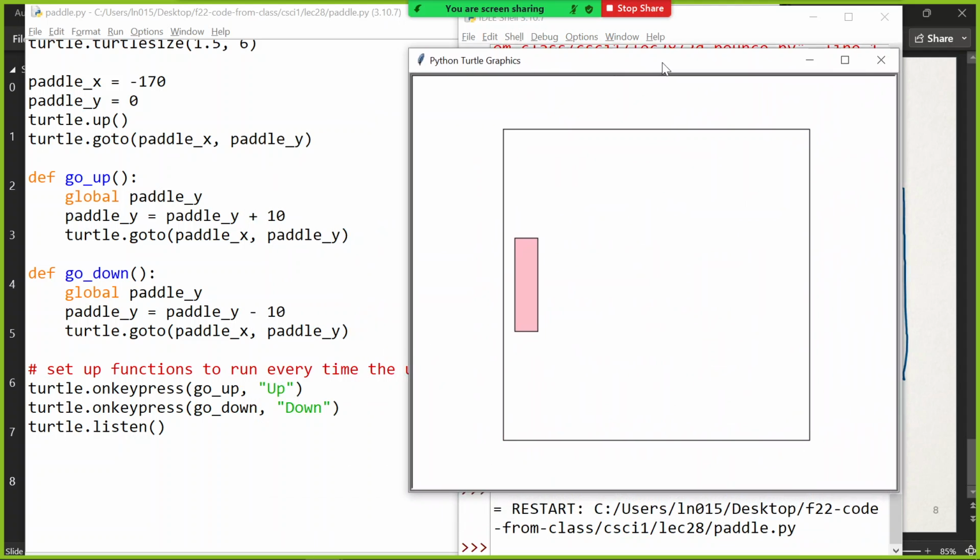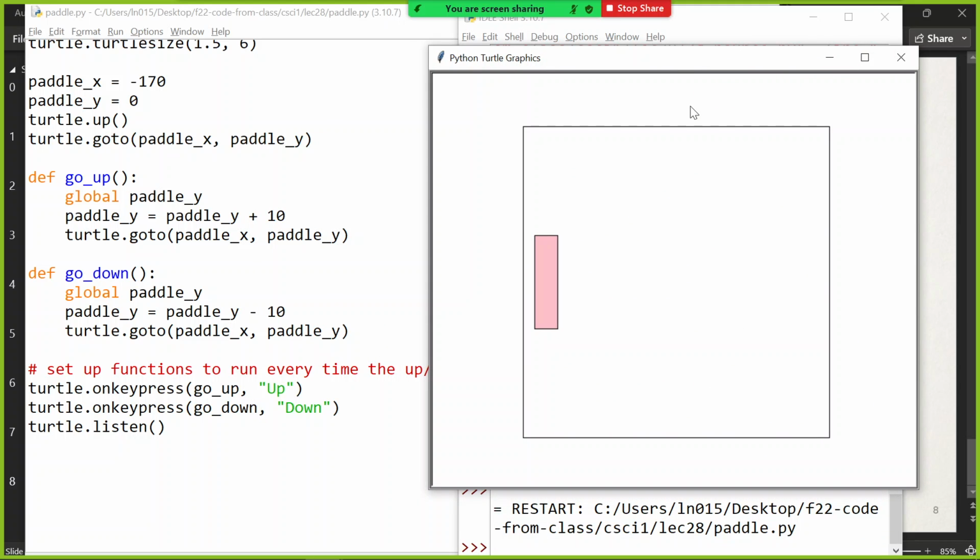So here's my paddle, and now I will type the up arrow. Boop. And he nudged himself up a little bit. Up, up, up, up, up. And then I can also press down, go down. It'll call the go down function every time and move him by 10 units each time I press the down arrow. Isn't that cool? Boop. And you can hold it in, kind of moves in a certain way.